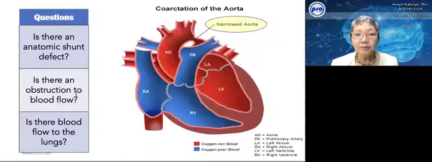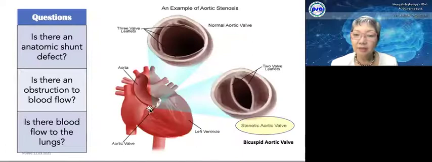The other types of obstruction may be extracardiac, just like in coarctation of the aorta, or it can be at the valvular level. So patients or children born with bicuspid aortic valve have a smaller aortic valve orifice compared to the tri-leaflet aortic valve.